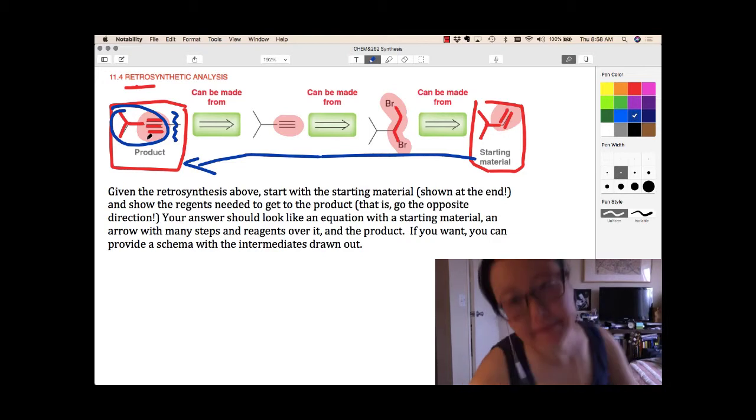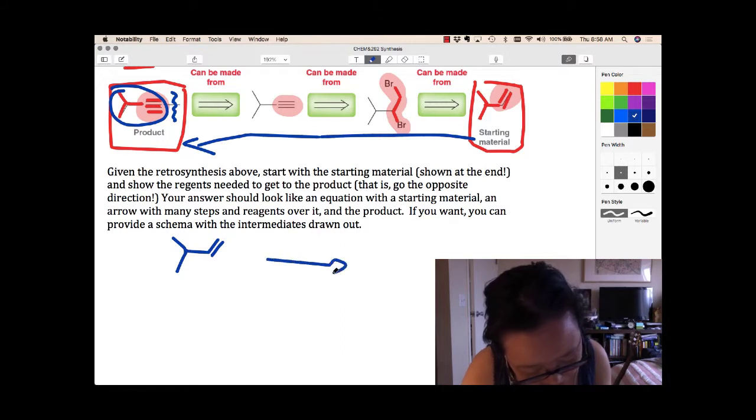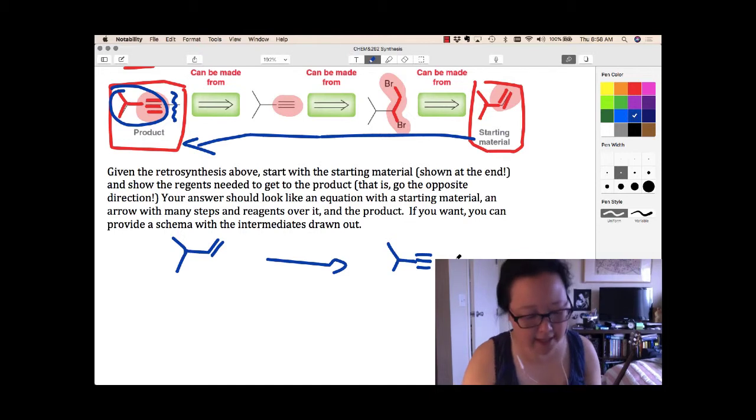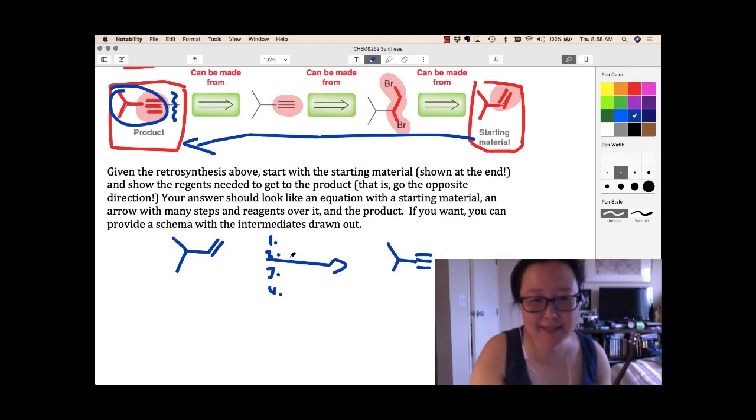So take a moment and make this into a problem for yourself. We're starting with this molecule. How do we go to this molecule? And the answer is going to look like 1, 2, 3, 4, and so on, however many steps it takes. You write those reagents out. You can write them all over the arrow, or I split them up, some above and some below. It doesn't matter. I guess technically they should all be above, but it doesn't matter.